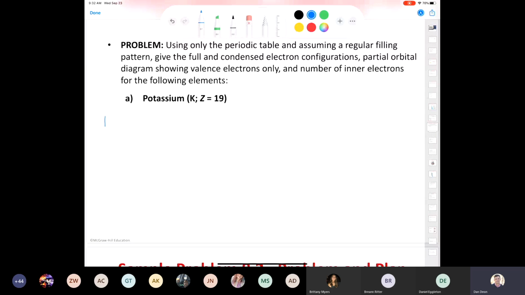Anyhow, so for potassium, we have a total of 19 electrons. So we have 1s2, 2s2. After that, we have 2p6. So far, we've covered 10 electrons. Then we go to 3s2, 3p6. And since potassium is in group 1A, it has a 4s1 electron. If you add all that up, you have 10 plus 8 is 18, plus 1 is 19. Good. So that's all the electrons in potassium. This is the full electron configuration. So I should have written here full electron configuration.